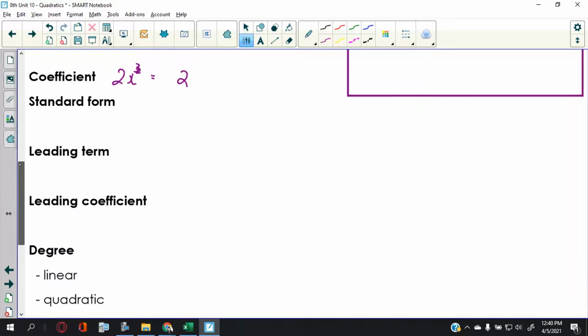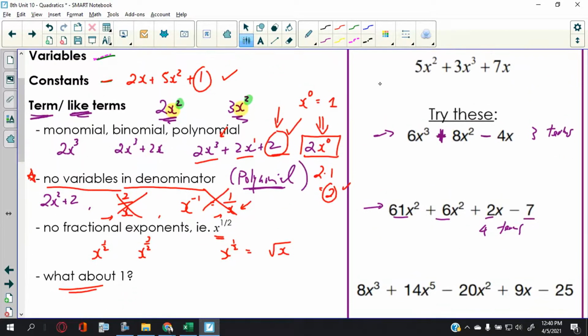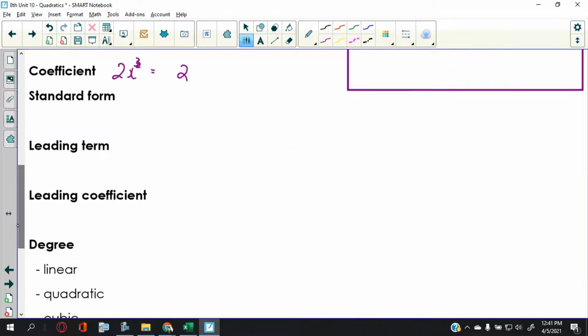So let me give you a quick quiz. What's the coefficient for this term right here? Yep, 5. What's the coefficient for this term right here? 3. What's the coefficient for this term right here? 7. What's the coefficient for this term right here? -4, right? Remember the sign comes with. What's the coefficient of this expression down here? -20. All right, got that? Now we're talking about standard form.